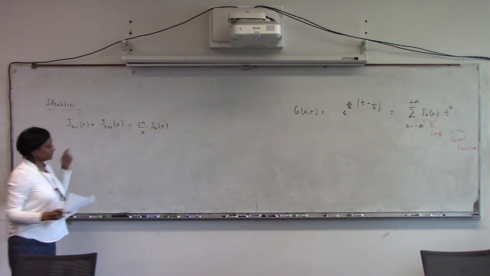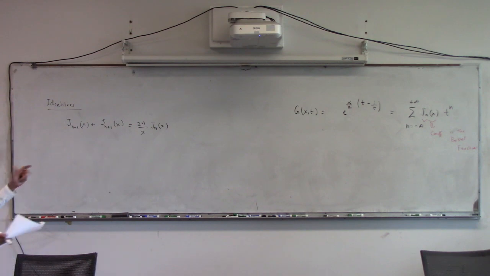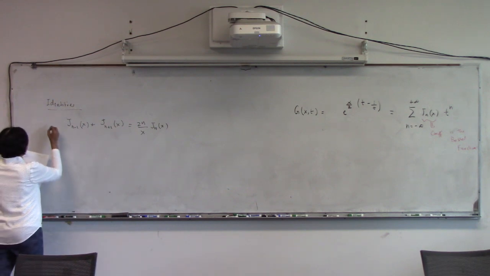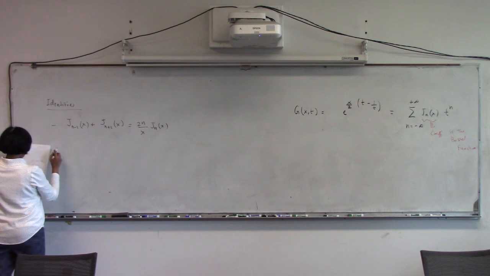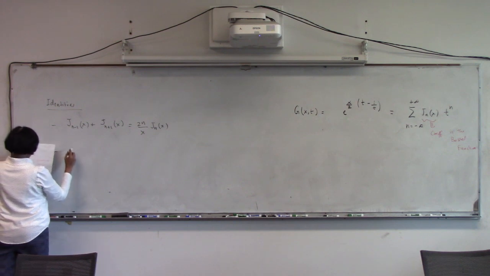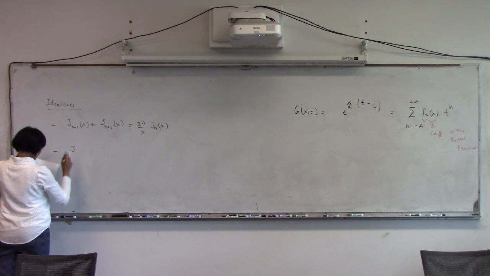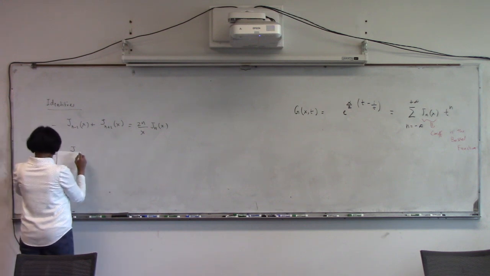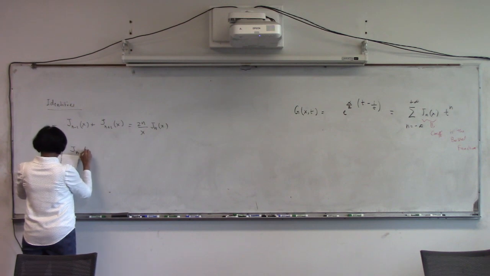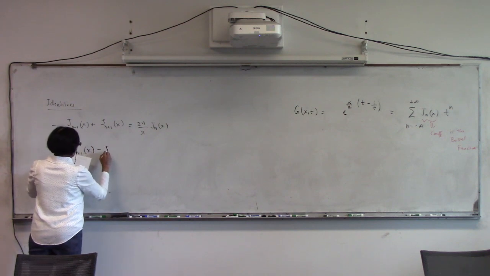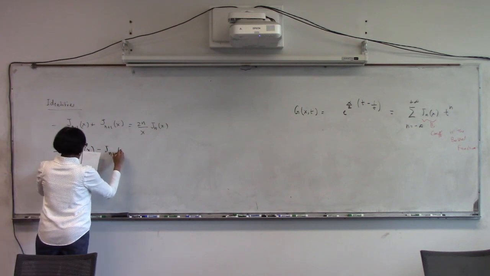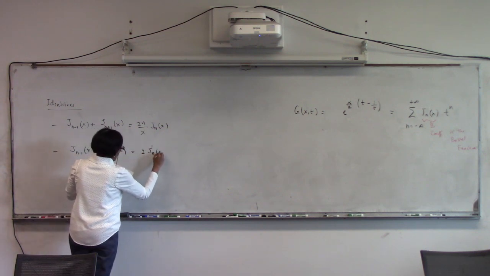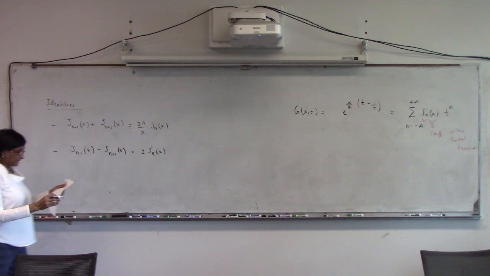Okay, this is useful because if you know J0 and J1, then you can calculate J2. So this is one of the identities. I'll prove that to you. And the other one is J of n minus 1 of x, and the first derivative of the Bessel function.